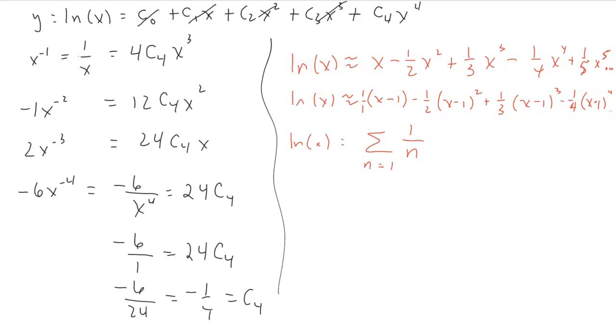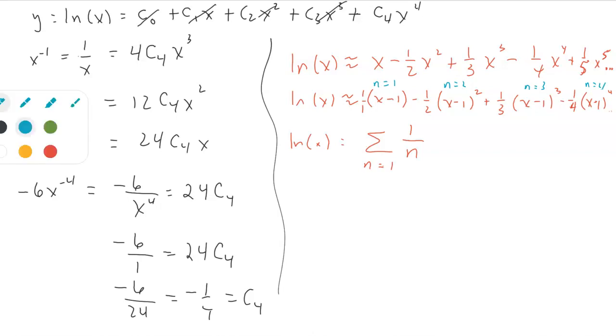Remember that when we count terms using n, we're saying this is the first term. That's what n equals 1 means. It just means the first term. When n equals 2, we've got the second term. When n equals 3, we've got the third term. When n equals 4, we've got the fourth term, etc.